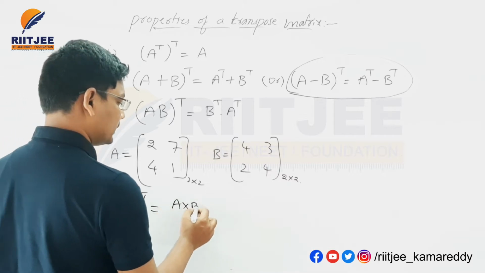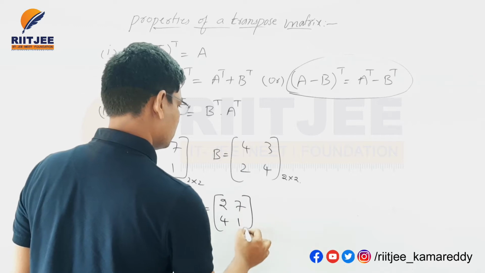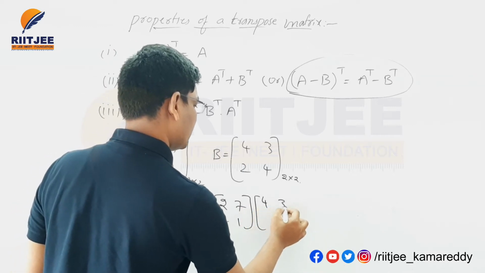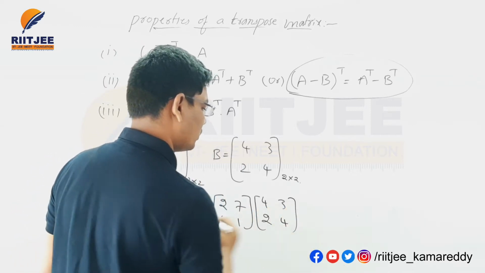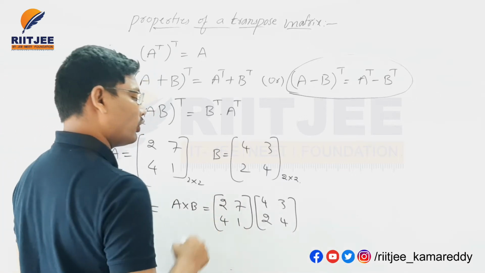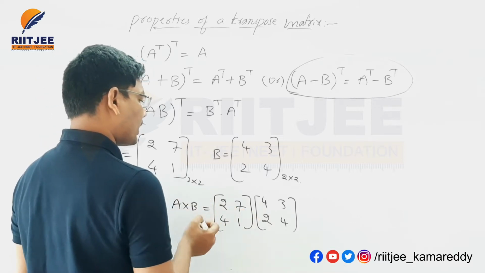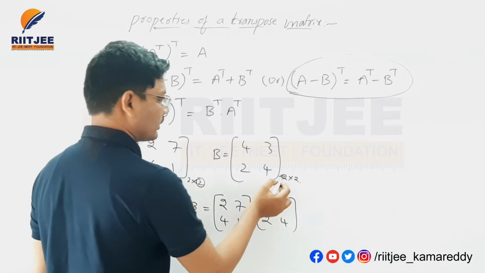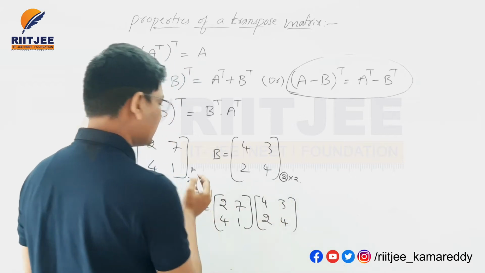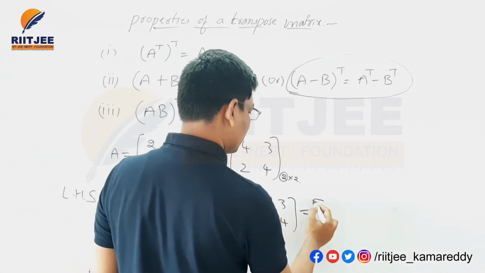A into B, that is nothing but 2 7 4 1 and 4 3 2 4. So for multiplication of two matrices, before multiplying any two matrices, we should check here: the number of columns in the first matrix should match the number of rows in the second. Here they matched. The new matrix is 2 by 2 here.